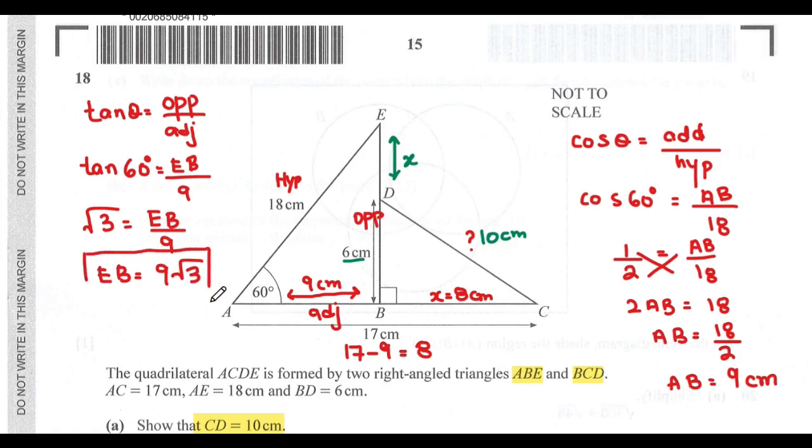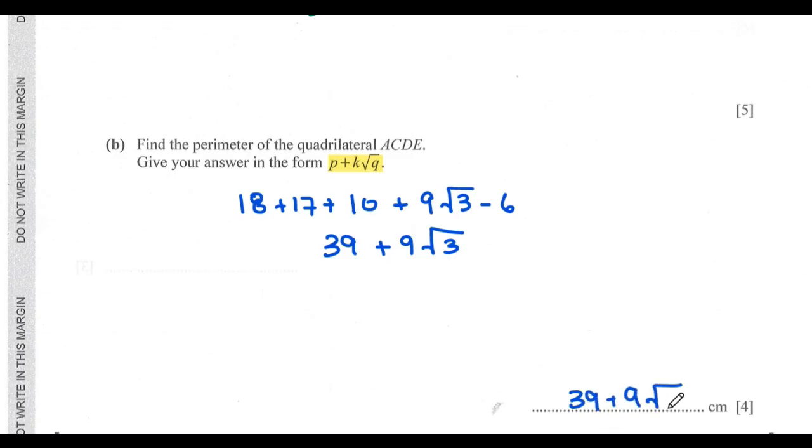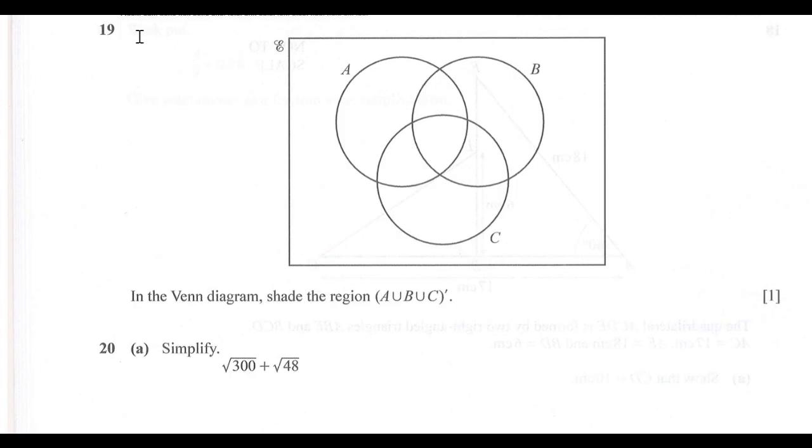Now whole EB length is 9 under root 3 and DB length is 6 centimeters. So the remaining length is 9 under root 3 minus 6. Now we can get the perimeter by adding 18 plus 17 plus 10 plus 9 square root 3 minus 6. 18 plus 17 plus 10 minus 6 will give you 39, and the remaining is 9 under root 3. So this is the perimeter.